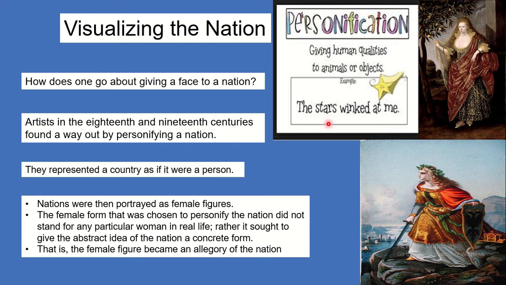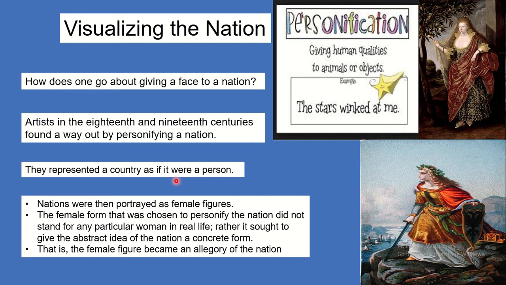Here is an example. The stars winked at me. So it's a human quality, that is winking, that is given to an object, that is star. So here we are looking at how to represent a country if it were a person. If a country is a person, how do we represent it?